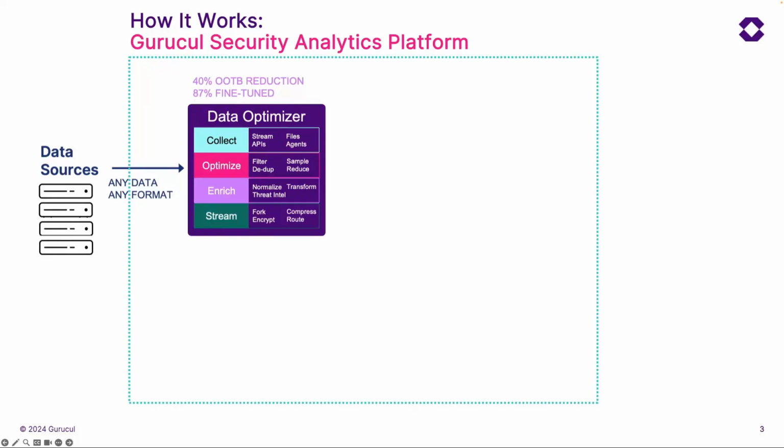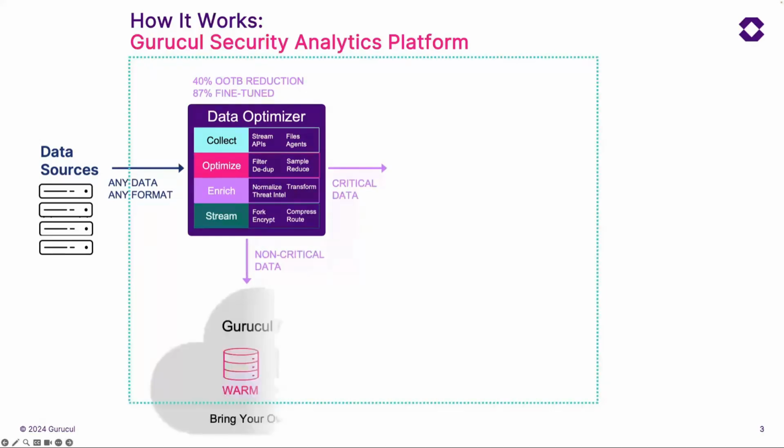So this results in 2 output streams, both critical and non-critical data. All the non-critical data as well as the raw data is output to the low-cost storage option of your choice, so nothing is ever lost. It really simplifies compliance. This can be our cloud, it can be your cloud. You can bring your own data lake. It doesn't matter.